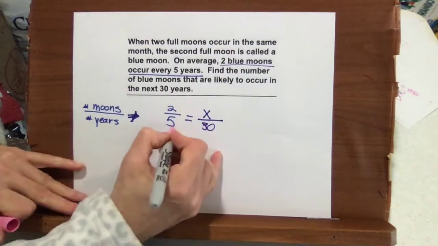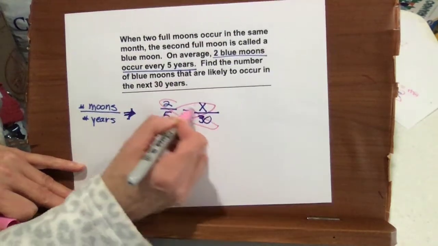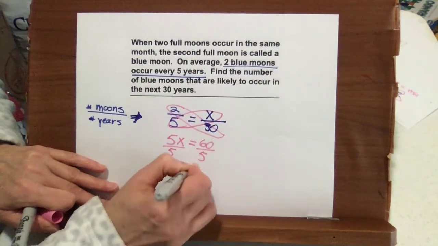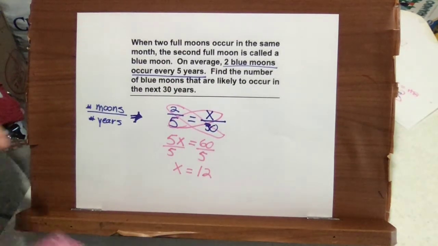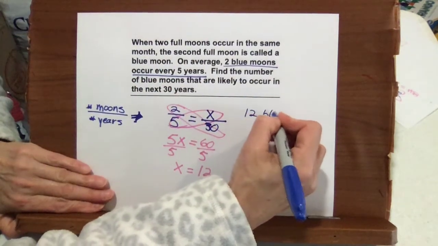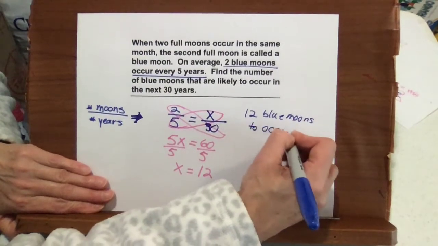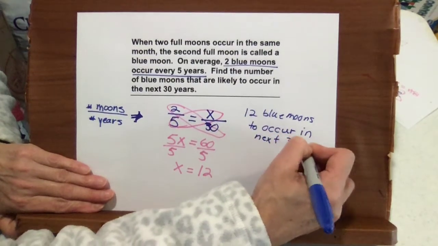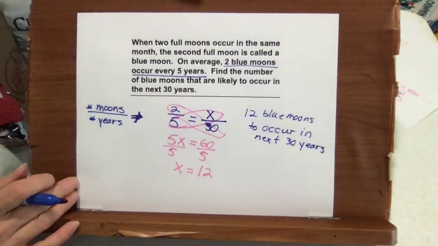Okay, now we cross multiply, and we get 5x equals 2 times 30, which is 60. Divide by 5, x equals 12. So the number of blue moons that are likely to occur in the next 30 years is 12. So 12 blue moons to occur in the next 30 years. And that's how you write your answer. And here is your supporting work.